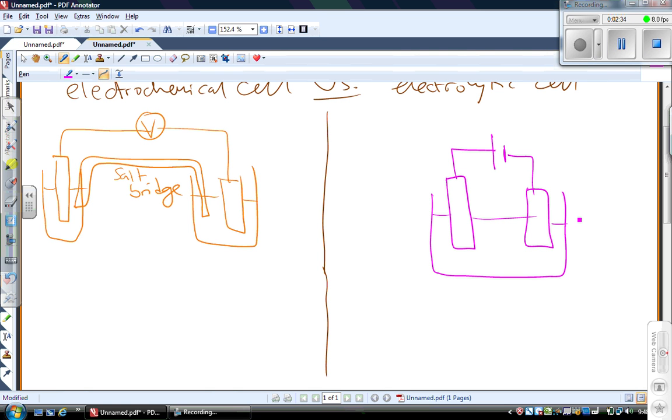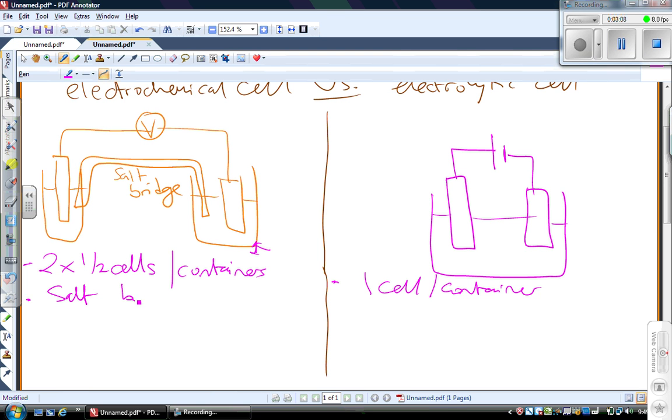So what we're going to do now is a simple compare and contrast. If we start off with the electrochemical cell, you have two half cells. Two half cells are simply containers. Those containers, if you're doing it in a school lab, will typically be a beaker. Whereas in an electrolytic cell you have just one cell or container. Right, the next difference to point out is that because of the two half cells in an electrochemical cell, you need a salt bridge. Whereas in an electrolytic cell, because there is only one cell, there's no salt bridge.